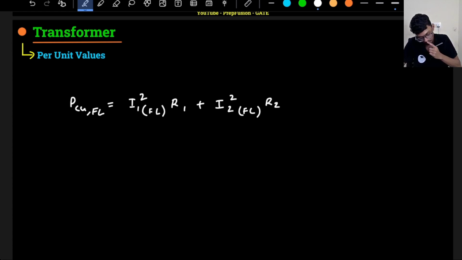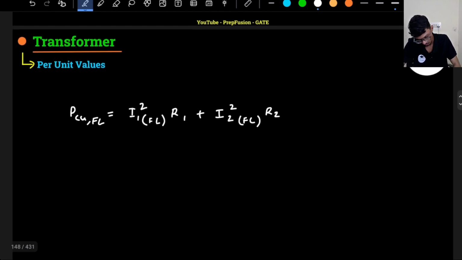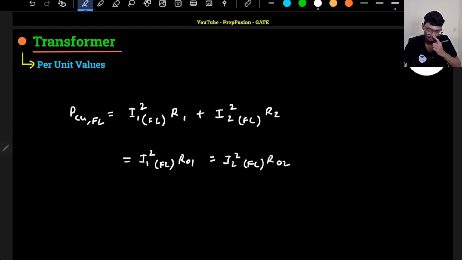Now the copper loss at any load, right? What is the copper loss at any load? This can be rewritten: I can write this as I1 square FL into R01, all of the winding resistance in the primary, or I can write this as I2 square FL into R02, whatever suits you. Either way will work, both are same.